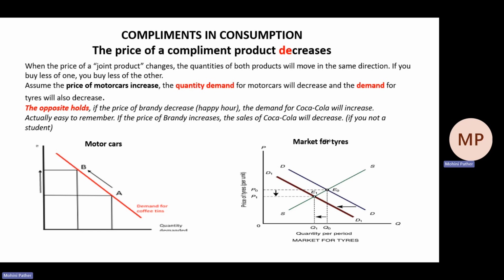So here we explain what's happened. Motor cars have increased in price, a simple move from A to B. That has caused a shift to the left in the demand for tires because naturally, if you don't have the car, not many people buy the tires. You don't buy Continentals or Hancocks or Pirellis so that you can make a tire swing. If you don't have the fancy car, you don't need the fancy tires. You don't even need to buy tires at all without the car. So a lot of things work that way.